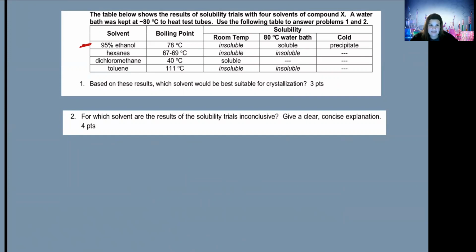Excellent. Hexanes, we got insoluble, insoluble. Hexane's garbage. Dichloromethane, 40 degrees Celsius is our boiling point, and it was soluble at room temp, so bye. Those guys are awful. And then toluene has a boiling point of 111 degrees Celsius. It was insoluble at room temp, and it was insoluble in the water bath. You guys see an issue with that? How heated was our water bath? 80 degrees Celsius, right? So was it hot enough to bring toluene to its boiling point? No, right? Okay, just an observation.